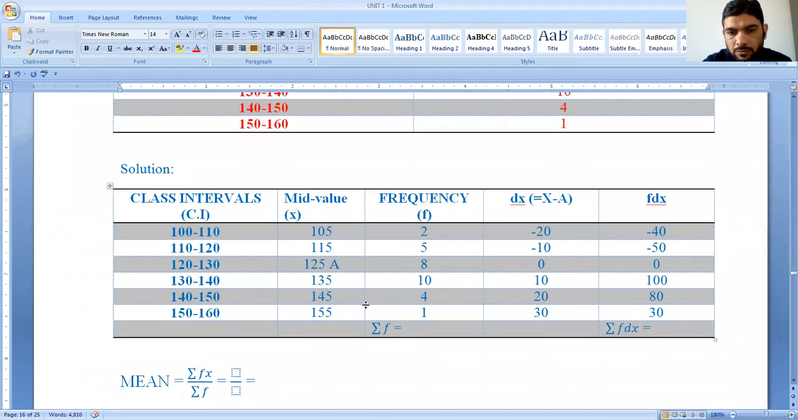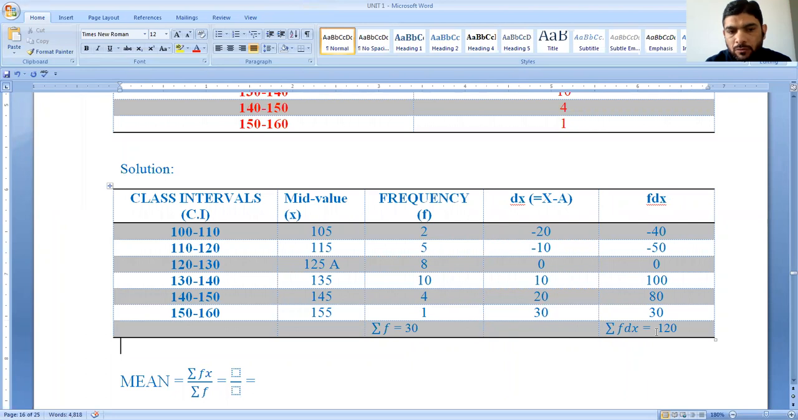Now we have to find out sigma f and sigma f dx. Sigma f is the sum total of all these frequencies over here, and it will be 30. Now we have to add these two negative values, it is minus 90, and these three positive values, 100 plus 80 plus 30, that is 210. 210 minus 90, that is 120.